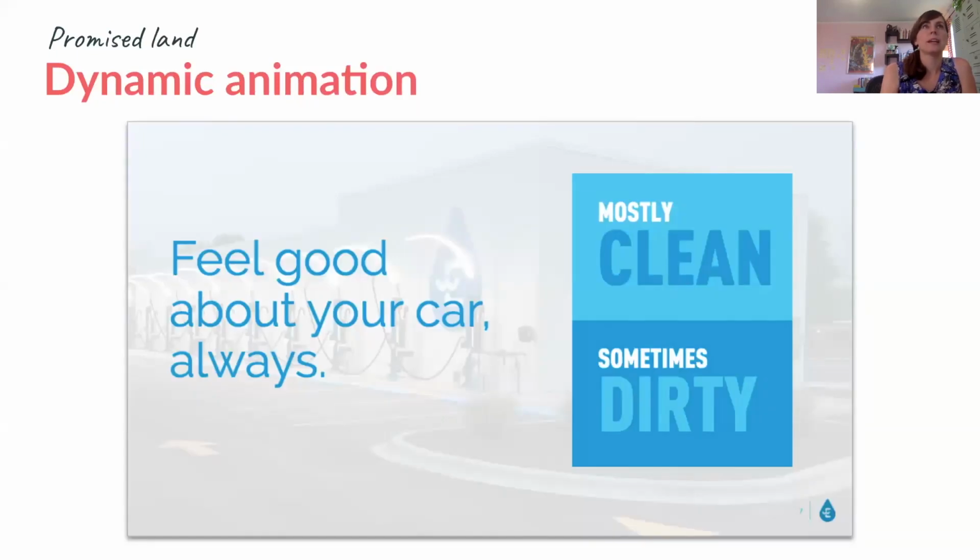His promised land. That's something you can't see here in just this screenshot, but when he was presenting from the stage, we had that little lockup on the right that says mostly clean and sometimes dirty. His brand promise to his customers, because of the subscription model, was feel good about your car always, right? You go from a mostly dirty car that's sometimes clean to mostly clean and sometimes dirty. In the presentation he gave from the stage, we used animation and had those words flip in a fun way.